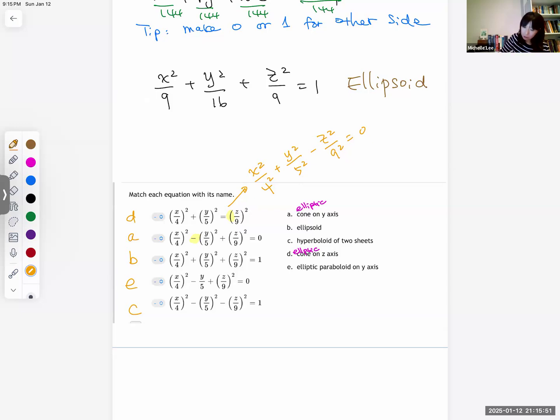All right. This one also we can express as x squared over 4 squared plus z squared over 9 equal to y over 5, right? Okay. Any questions?